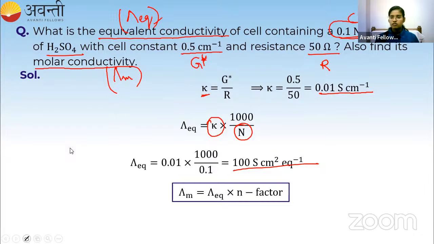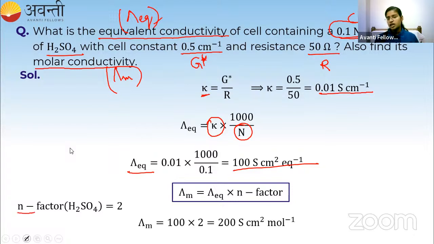Very good, Srujana. Yes, very good, Shimoga students. In H2SO4, I have two replaceable H plus, so the n value is equal to 2. We know lambda EQ and also the value of n, so I can substitute in the formula and get 200. Lambda EQ is 100 and lambda M is 200 Siemens centimeter square per mole.